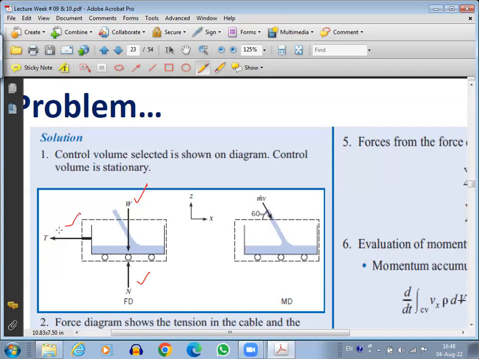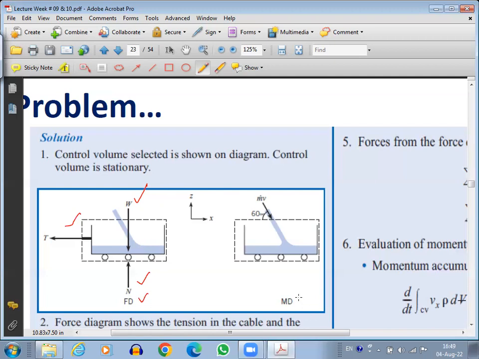When the concrete is falling, it will try to move the cart because the concrete is coming at an angle. So it will try to move the cart, but the cart is held by a cord. So there will be tension in the cord. Okay, so these are the forces. Other than these three forces, we will not have any other force. Okay, then this is the force diagram.